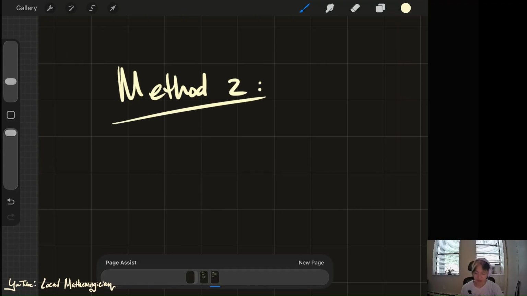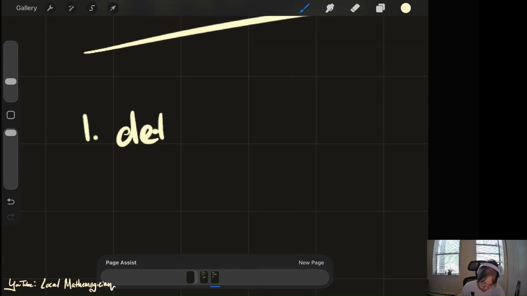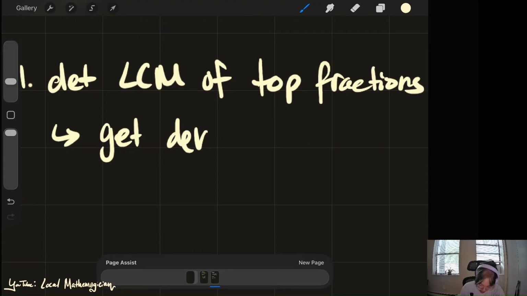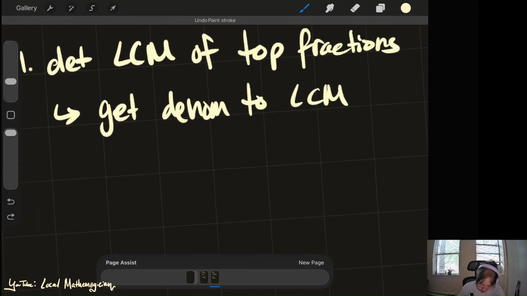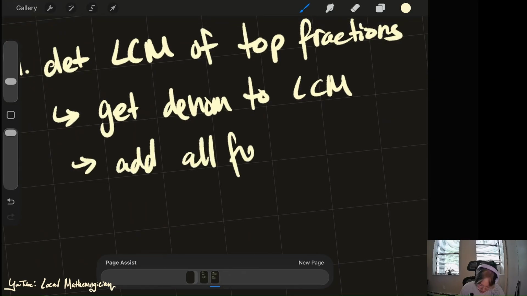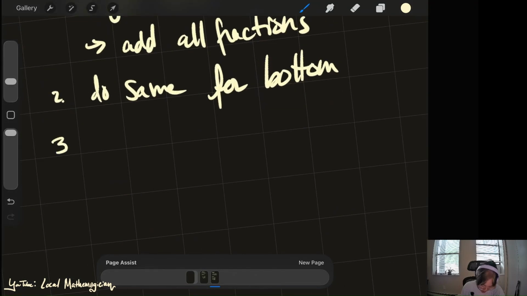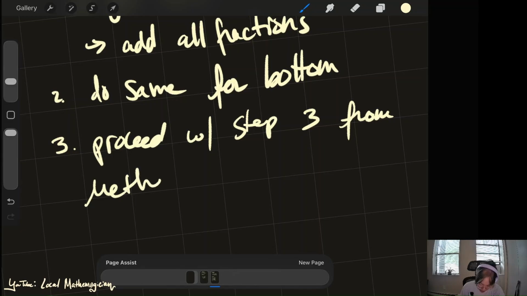Method number 2, which is fine, is determine the LCM of the top fractions, then get the denominators to the LCM, add all fractions, do the same for the bottom, and then proceed with step 3 from method 1. It's all the same thing. I lied.